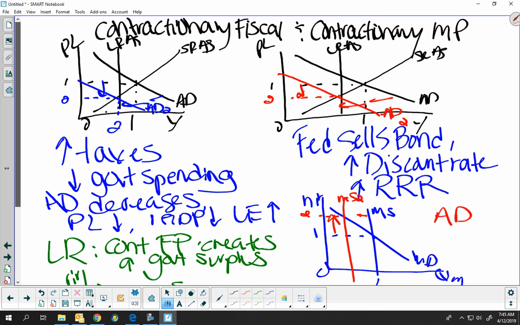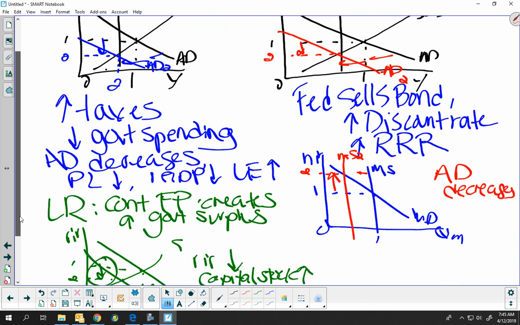Aggregate demand decreases. Price level goes down. Real GDP goes down. Unemployment goes up. Well, in the short run.